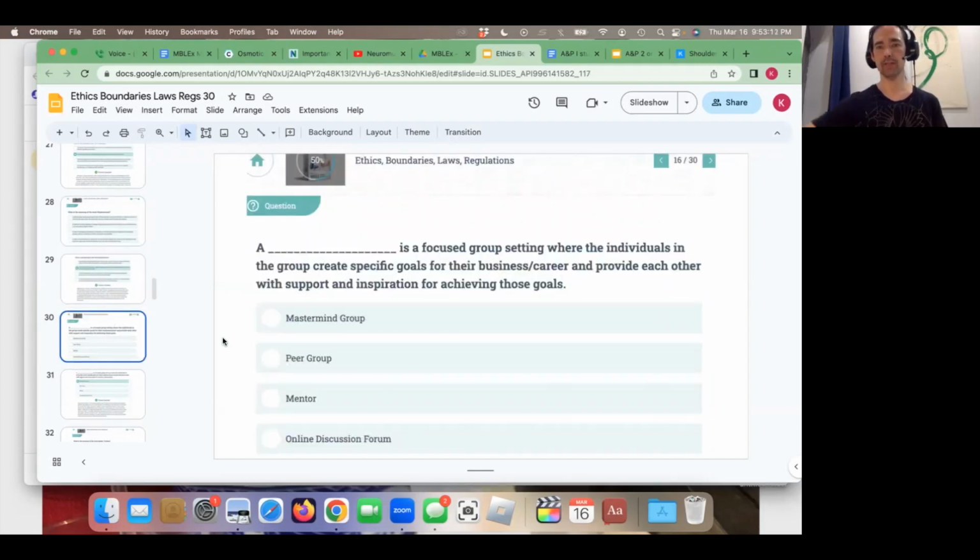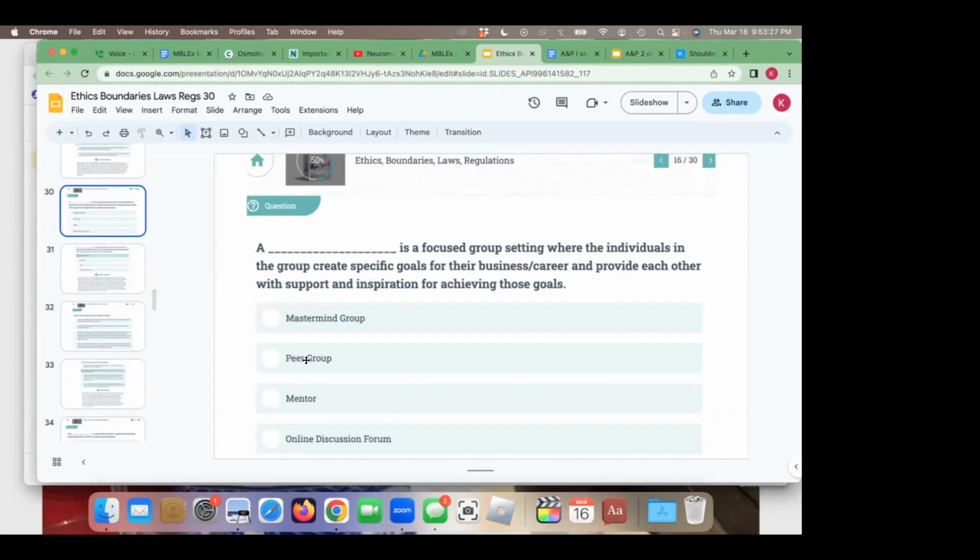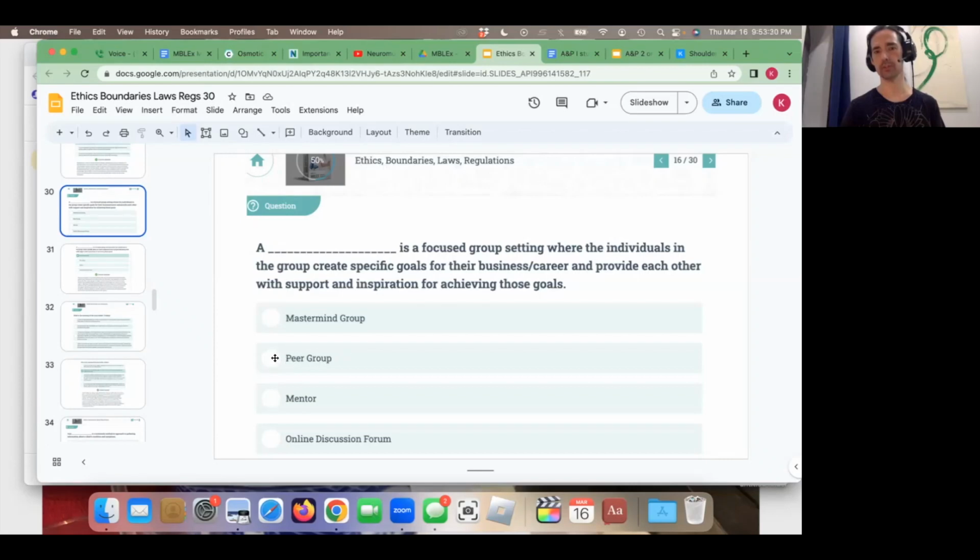What is a focused group setting where the individuals in the group create specific goals for their business or career and provide each other with support and inspiration for achieving those goals? Is that a mastermind group, peer group, mentorship, or online discussion forum? Peer group is for emotional support. They share stories. Mastermind group, I think. Not a mentor. A mentor is one person who shares information with another person, usually from older, more experienced to younger, less experienced.